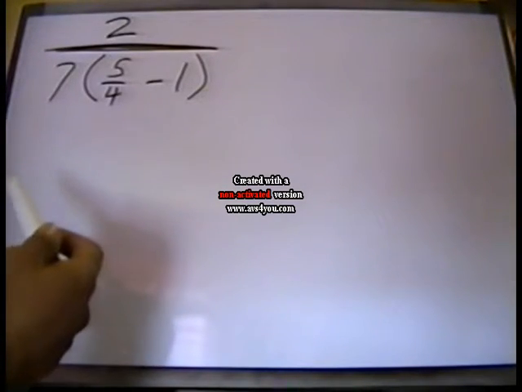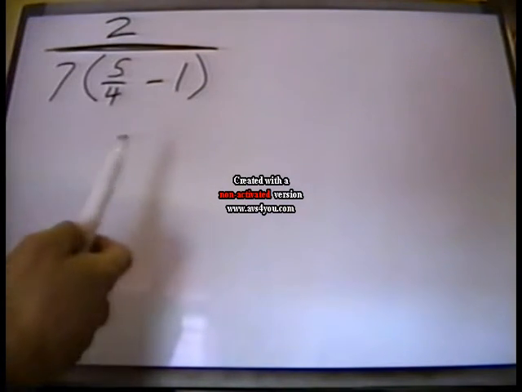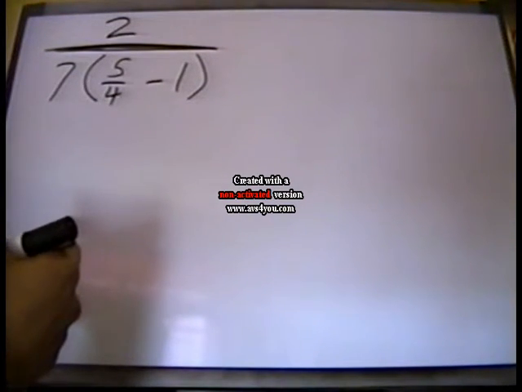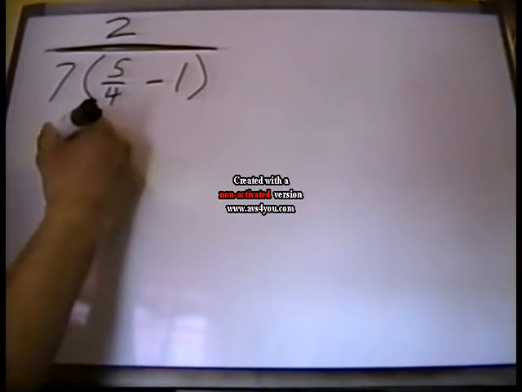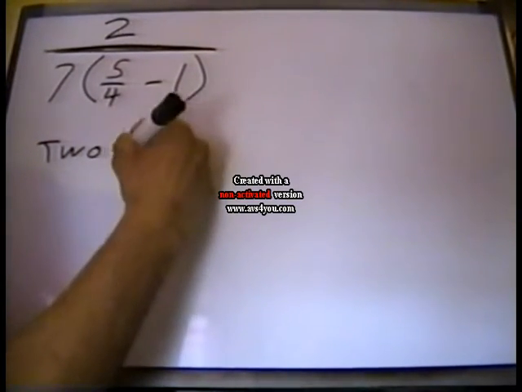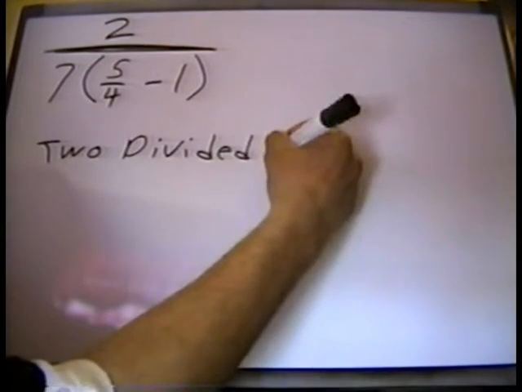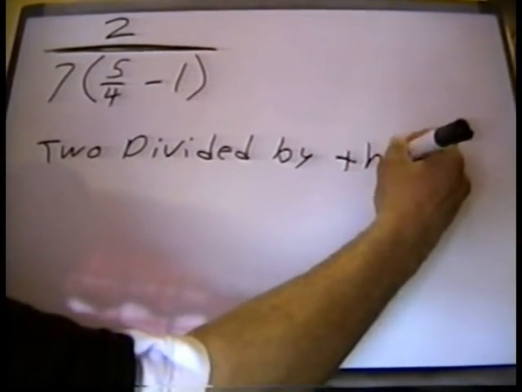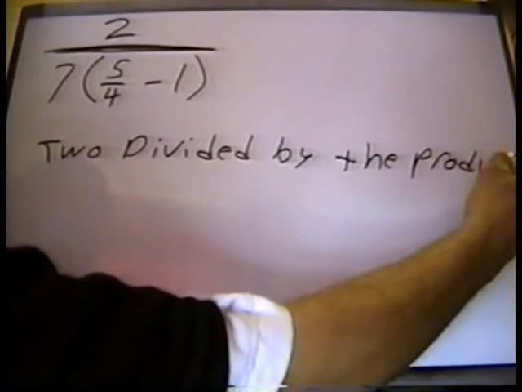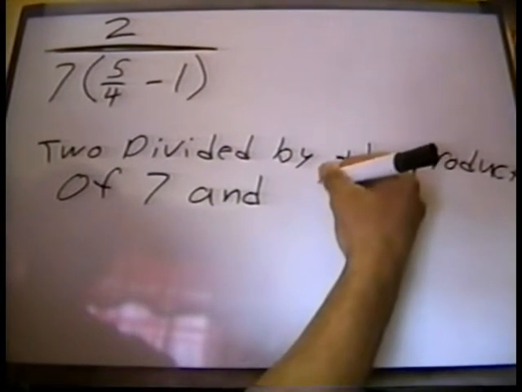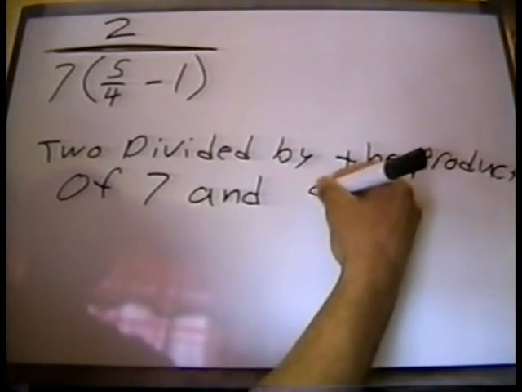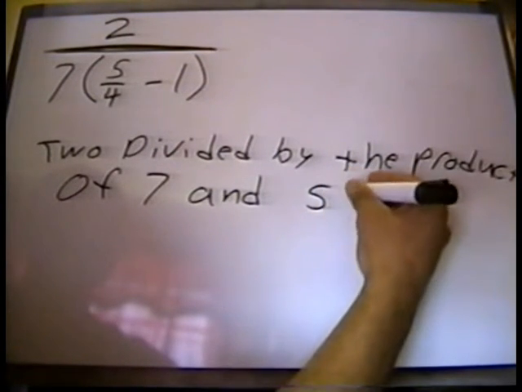To try the fractional or rational expression: 2 over the product of 7 and 5/4 minus 1. Okay? We say this is 2 divided by the product of 7 and 5/4.